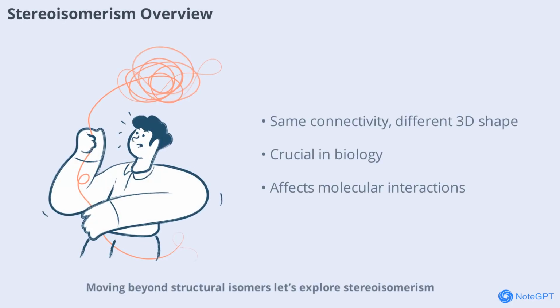Moving beyond structural isomers, let's explore stereoisomerism. Stereoisomers have the same molecular formula and connectivity, but differ in the spatial arrangement of their atoms. This means the atoms are connected in the same order, but their three-dimensional orientation is different. Stereoisomerism is especially important in biology and medicine, as the 3D shape of a molecule can determine how it interacts with enzymes, receptors, and other biological molecules. Let's break down the main types of stereoisomerism and see why they matter.